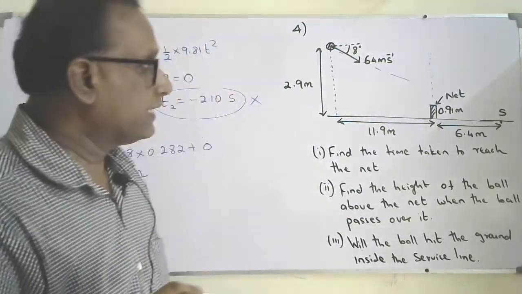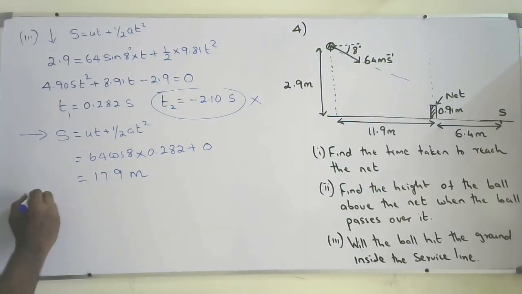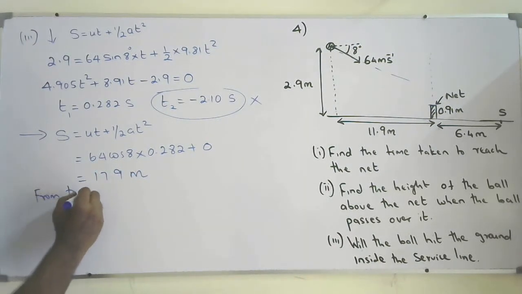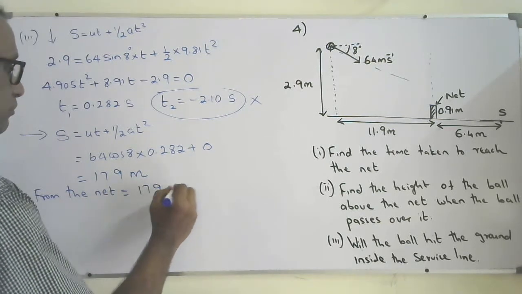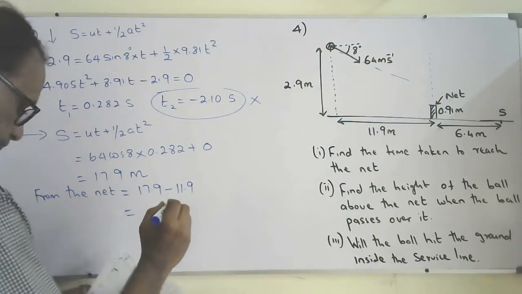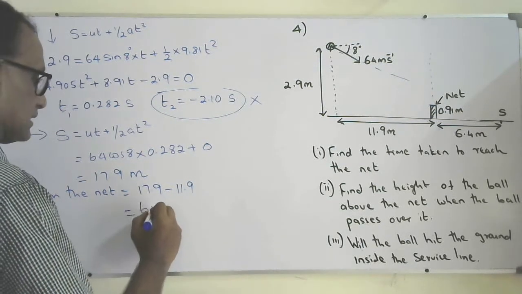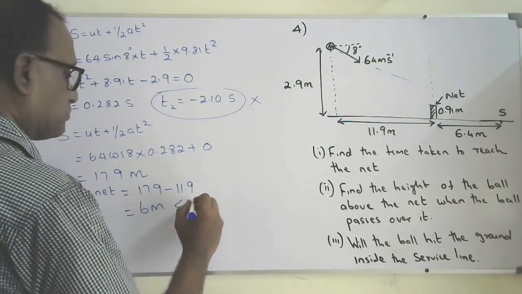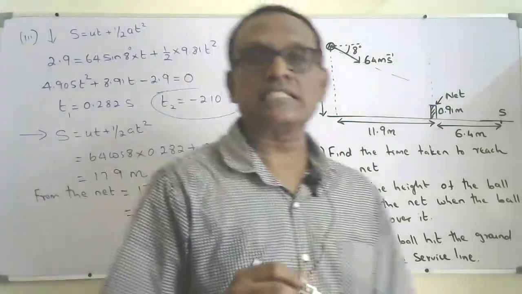Okay, so we need to find it from the net. How much is it? From the net, the distance at which it hits the ground will be 17.9 minus 11.9. You will get 6 meters. That is less than 6.4 meters. Yes, the ball will hit within the service line.